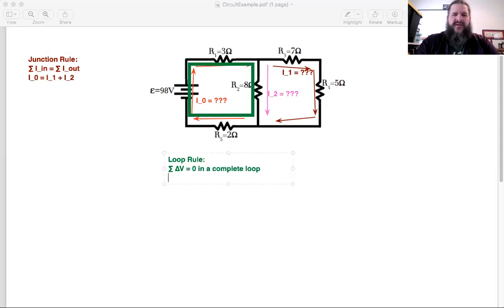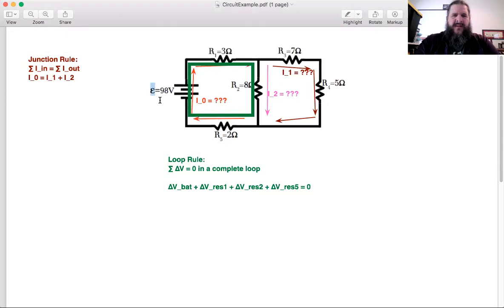In this case, we're passing through the battery. We're passing through resistor 1. We're passing through resistor 2, and we're passing through resistor 5. So all of those delta V's have to add up to 0. And you could fill in formulas for these. For instance, the voltage for the battery is just epsilon. And what's the voltage for any resistor? What's the usual delta V formula?